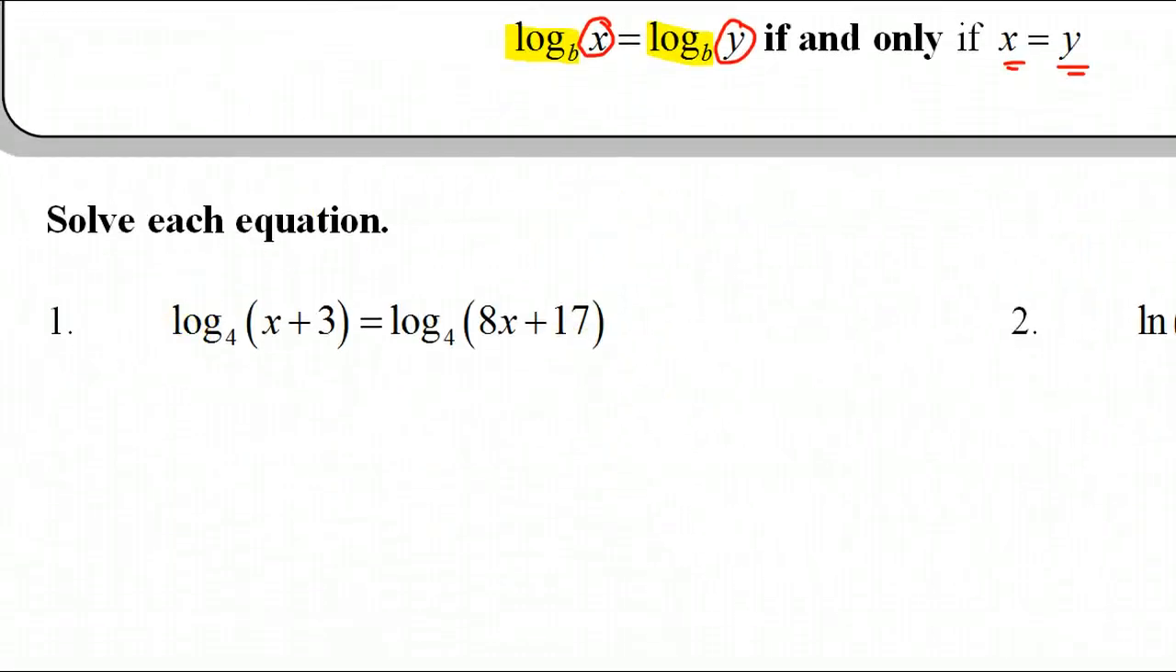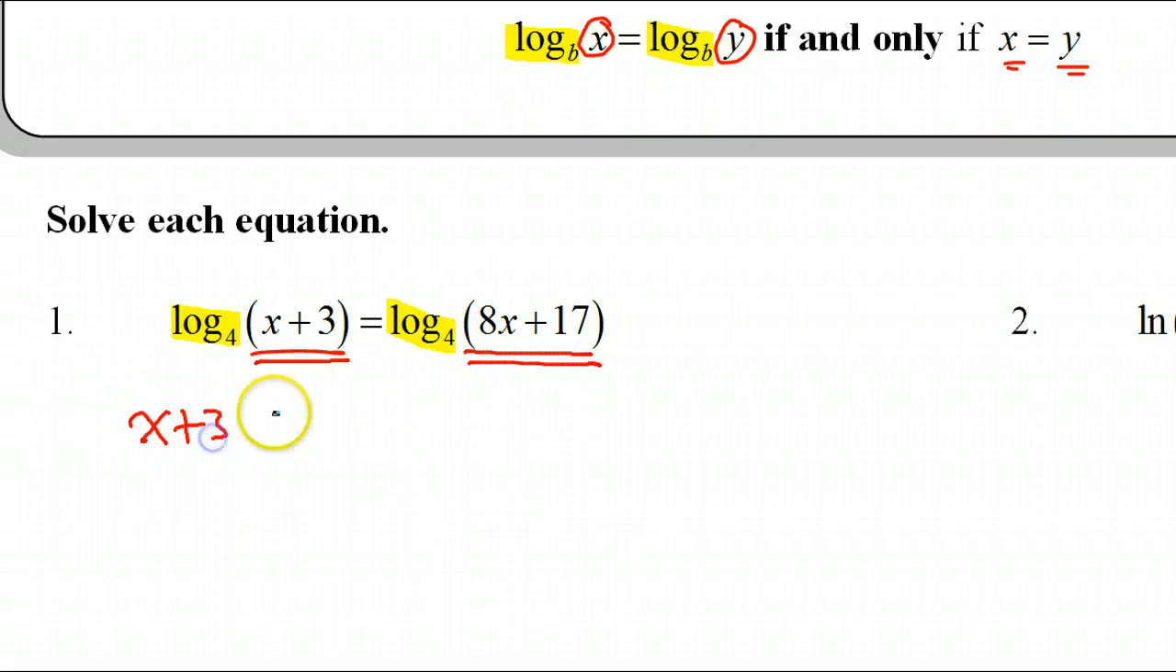So looking at problem number 1, we have log base 4, log base 4. If that part is the same, then this part must be the same. So x plus 3 must equal 8x plus 17. And then we will solve this like normal.